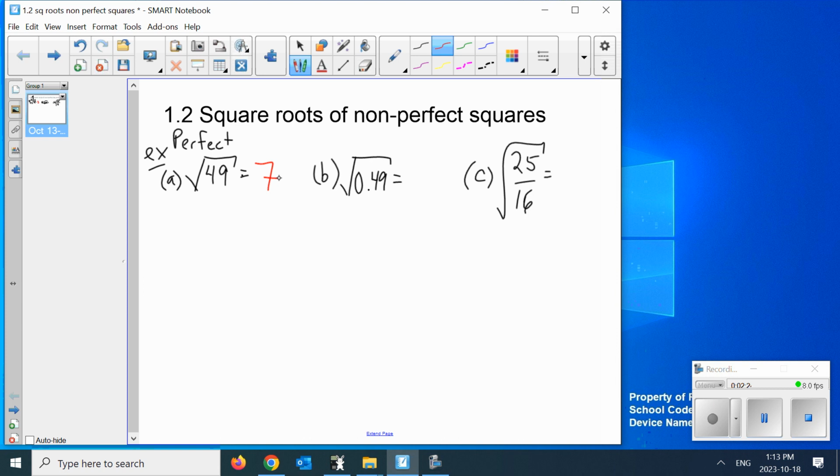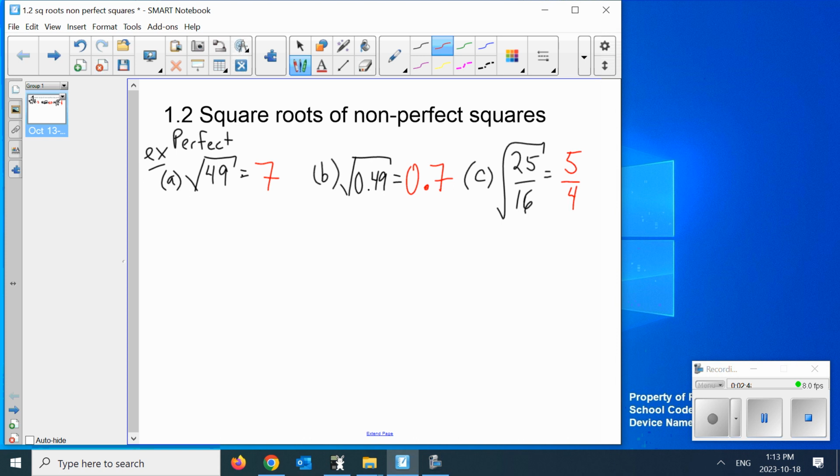Decimal sound, 0.7. Make that decimal strong enough that I can read it though. And this, you can square root of the top, square root of the bottom. These are perfect squares, 25 and 16, right? So 5 over 4. So all three of those under the square root signs were examples of perfect squares.